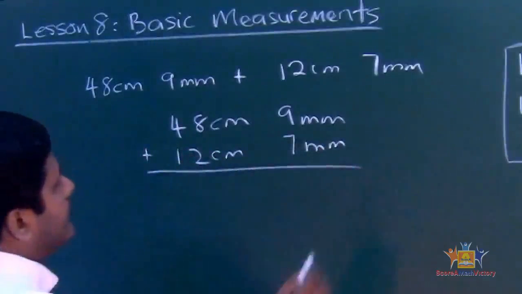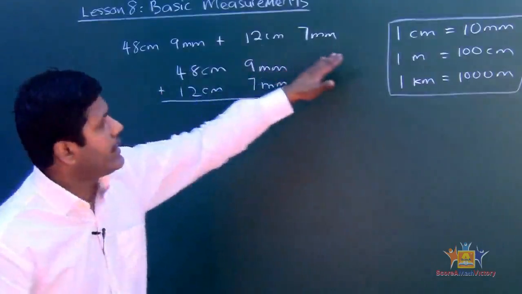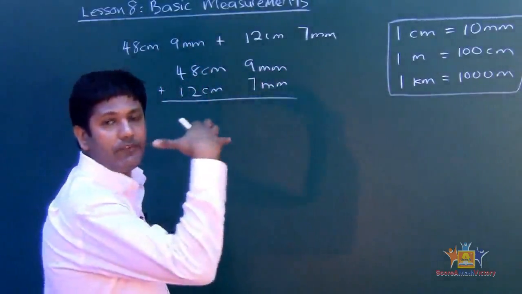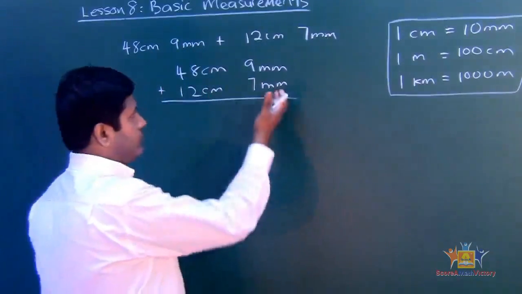Very important, lining them up. Never ever try to add like this. Always line them up and then you add them, but you always start from the smaller units, which will be the millimeters.